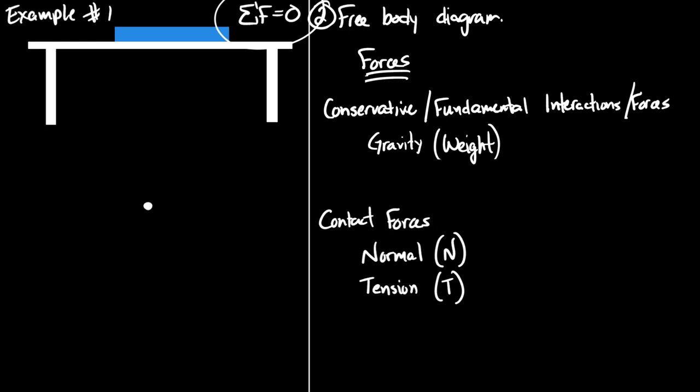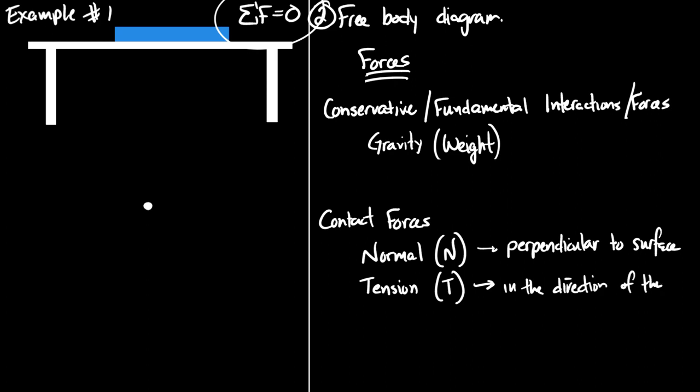But this one, normal forces, are always perpendicular to the surface. And these, tension forces, are always in the direction of the rope, string, etc. Tension is going to have something that's connected to the object. But basically, normal forces push and tension forces pull.